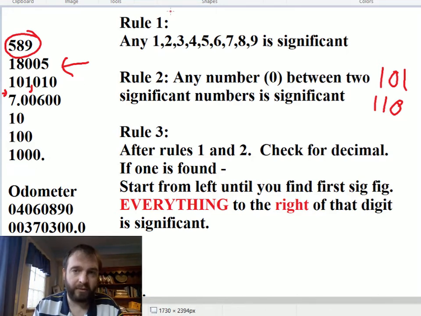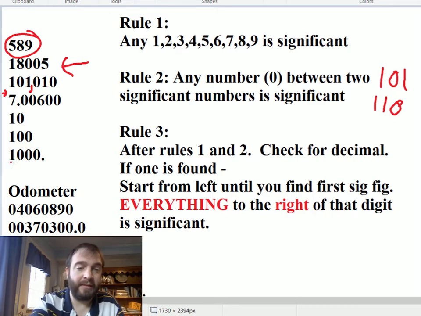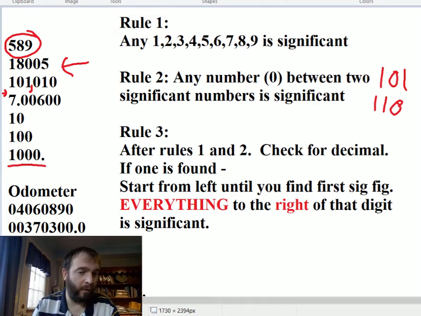Let's do 1,000. Rule 1, 1, 2, 3, 4, 5, 7, 8, 9. This is significant. Nope, nope, and nope. Nothing there. Okay, so we can only do 1 because these are all zeros. There's nothing over to the right side of the zeros that we can count. So then we do a check. Is there a decimal? Yes, there is. So moving across from the left to the right, boom, found 1. It's significant. There is a decimal. Everything is significant all the way across, all 4 of them.